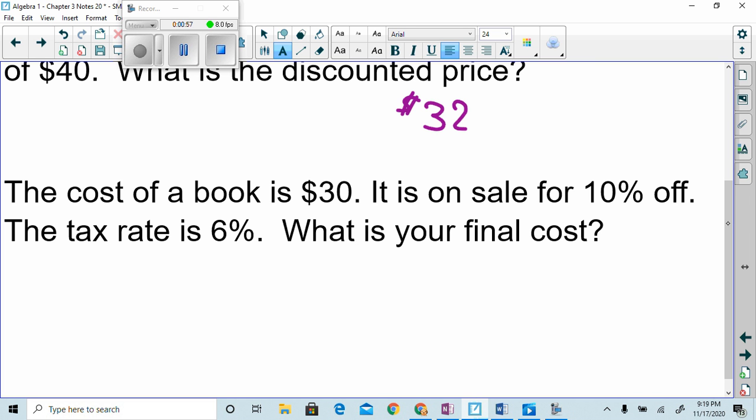Once we're done, we need to be sure that we have not the discount but the sale price, and then take that amount and multiply it by the tax rate of 6%. Convert it to a decimal and multiply. Final step, add the two together. We'll check your results in class.